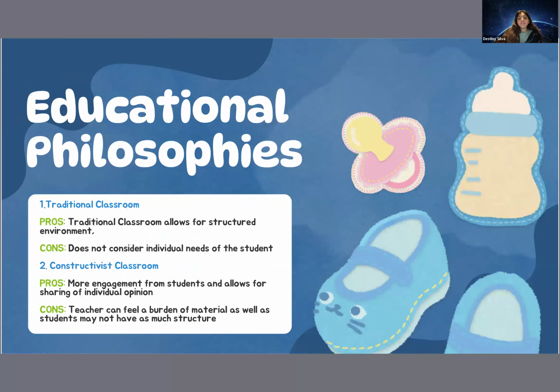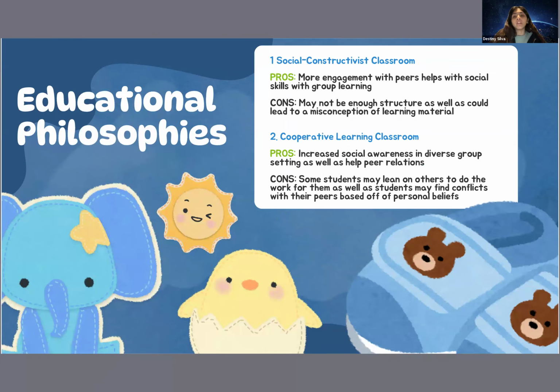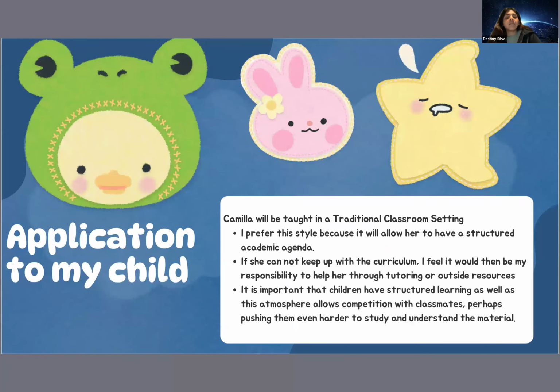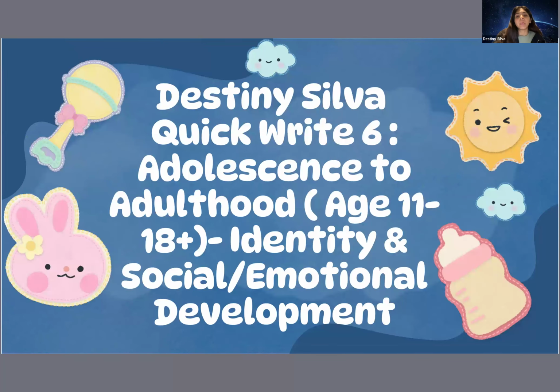Right here are some educational philosophies examples. So there's traditional classroom, constructive classroom, social constructive classroom, and cooperative learning classroom. So I chose for my daughter to have the traditional classroom setting because I prefer this style. I think that it allows for children to have standards to meet. I know that some people may support individualized or group, but I think that a student could perhaps get lost in that type of setting with leaning on others to do work or then falling behind. So I chose traditional classroom setting.